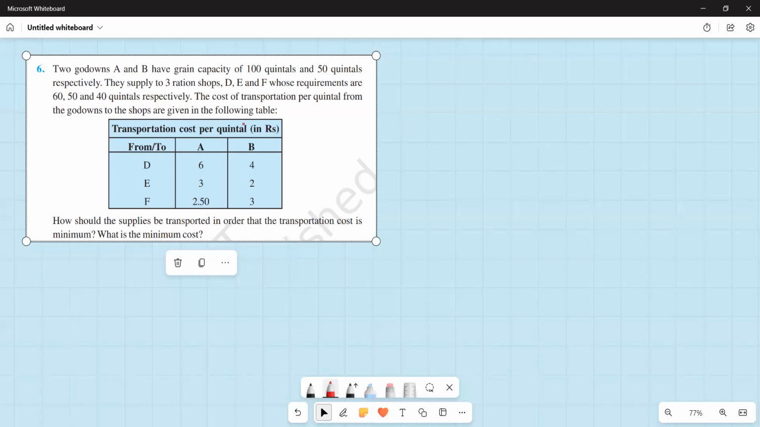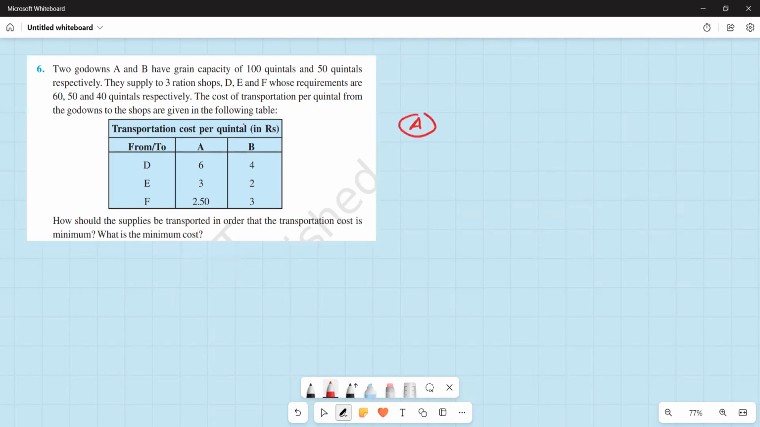Now next question of this same transportation problem. There are two godowns A and B. So write down A this side and B this side. And they supply to D, E, F. These are the three shops which will take from A and B, whose requirements are 60, 50, and 40. D requires 60 quintals, E requires 50 quintals, F requires 40. And A produces 100, and B produces 50 quintals, right?